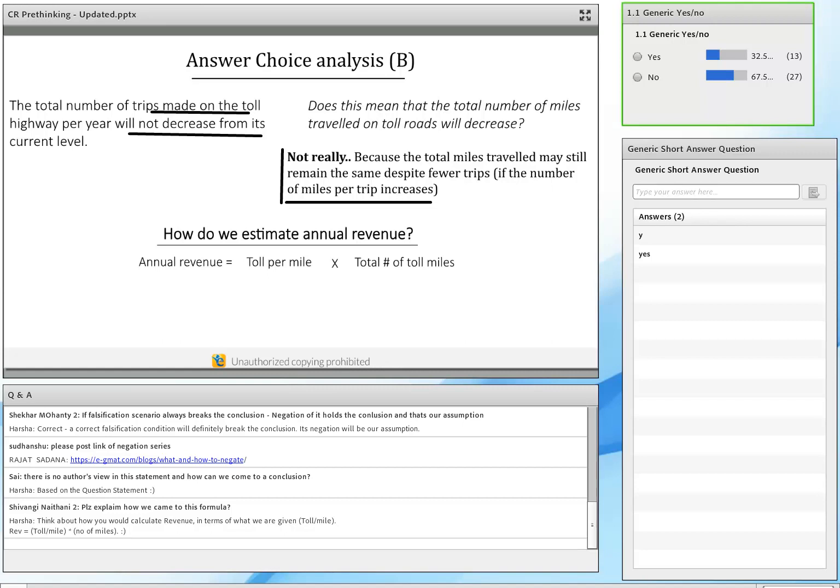Which is why I focused early on the must be true aspect of the assumption. An assumption is an unstated idea that must be true for the conclusion to hold valid. Is it required to be true that the total number of trips made on the toll highway per year not decrease? No, it's not required to be true, which is why this is not the correct answer.